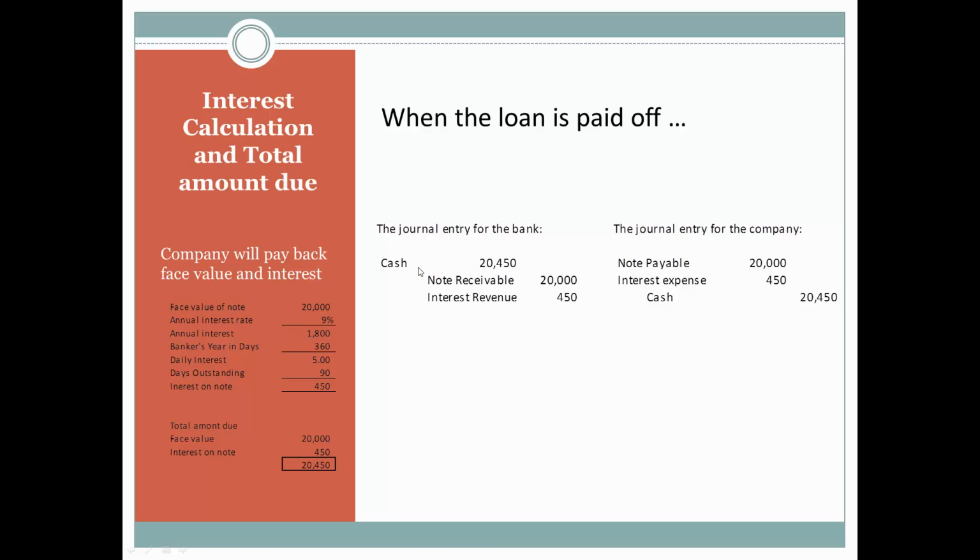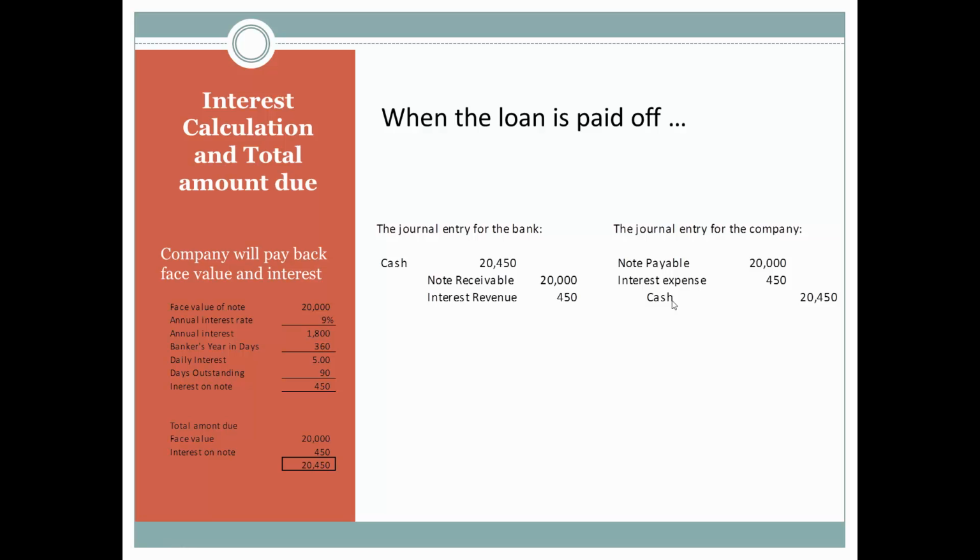So when the loan is paid off, the journal entry for the bank will be: it will receive cash in the amount of $20,450. It will no longer have the note receivable in the amount of $20,000, and it will have earned interest revenue in the amount of $450. The journal entry for the company would be: the note payable would have been paid off, so it will be debited. It was previously credited. They will recognize interest expense in the amount of $450, and the cash they are paying back is $20,450.